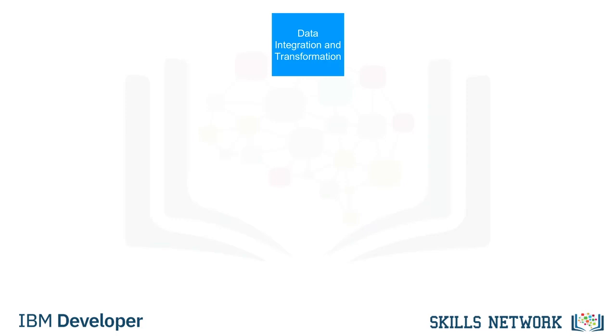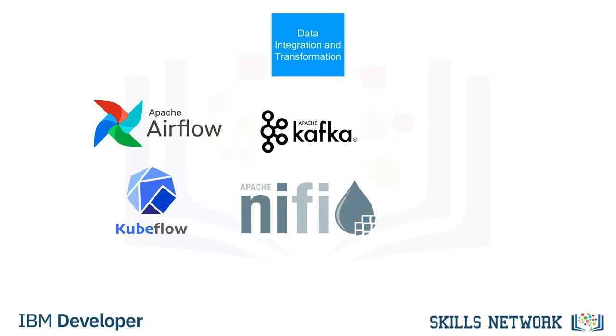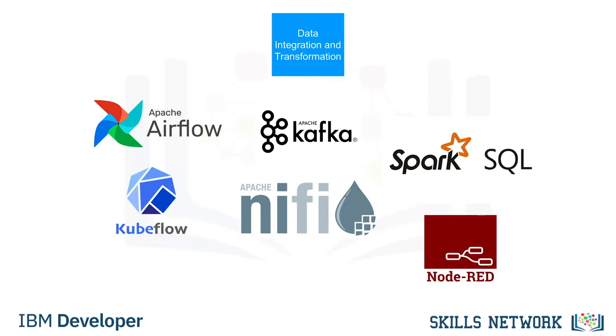Here are the most widely used open source data integration and transformation tools. Apache Airflow, originally created by Airbnb. Kubeflow, which enables you to execute data science pipelines on top of Kubernetes. Apache Kafka, which originated from LinkedIn. Apache NiFi, which delivers a very nice visual editor. Apache Spark SQL, which enables you to use ANSI SQL and scales up to compute clusters of thousands of nodes. And Node-RED, which also provides a visual editor. Node-RED consumes so little in resources that it even runs on small devices like a Raspberry Pi.